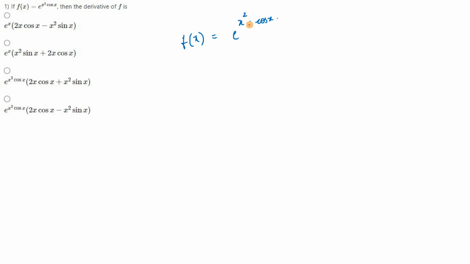So this is a composite function. So let's say what is f dash of x? f dash of x is equal to, it is in the form e to the power something, right? So e to the power of anything will always be e to the power something. So what is that something? That is x square into cos x. So now we have to differentiate what is in the power.